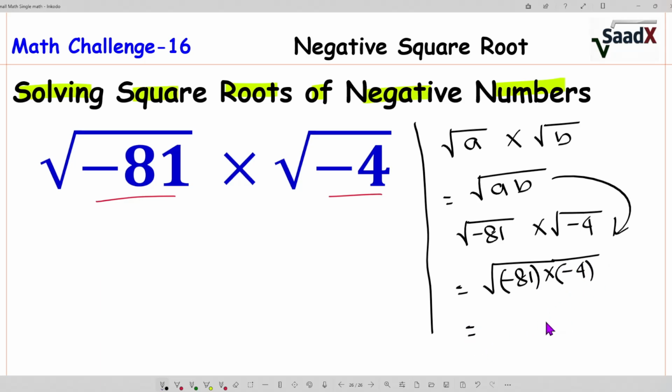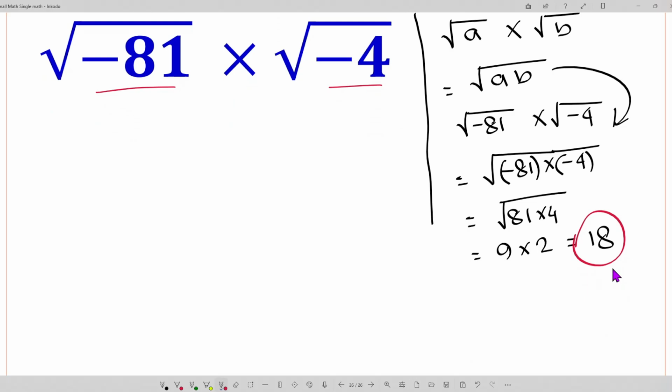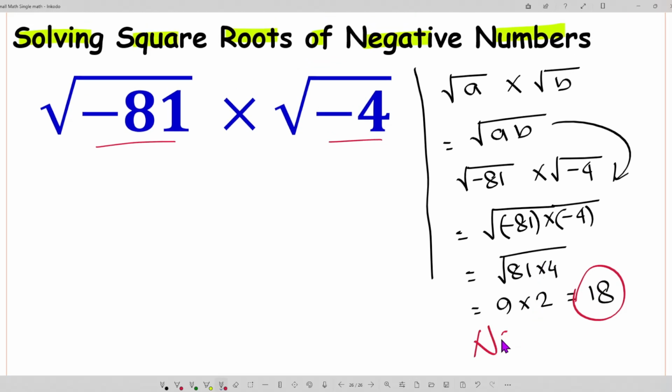Okay, then minus and minus become plus, so 81 times 4 is a multiplication of this. So root 81 means 9, root 4 means 2, so our answer is 18. What do you think? Is it the right answer? No. If you write this one, you will get the wrong answer.